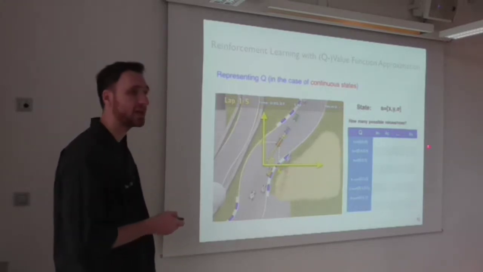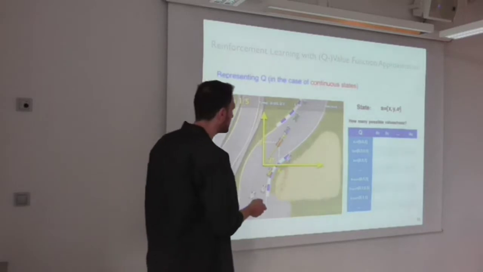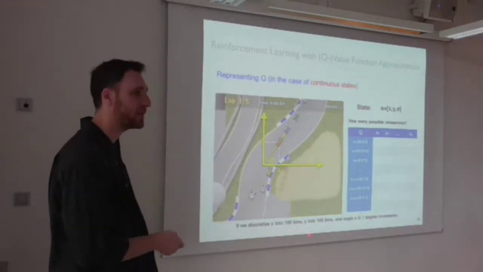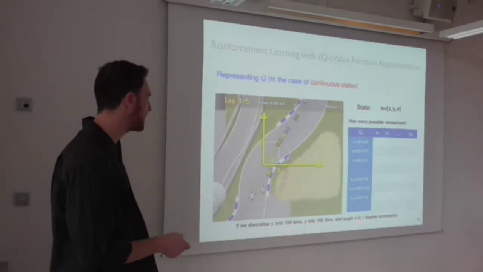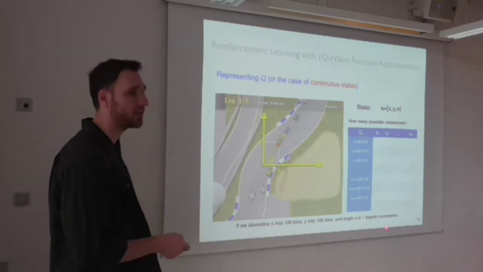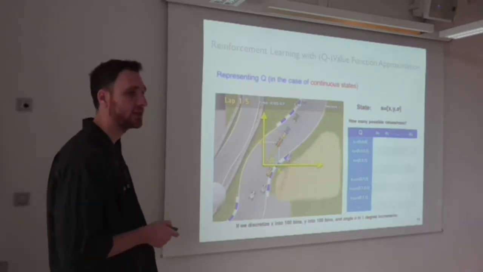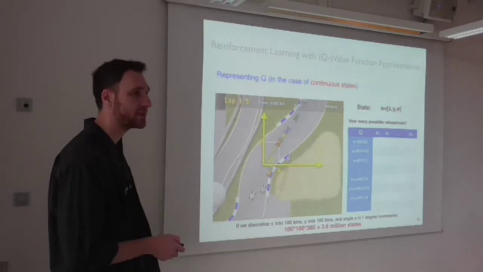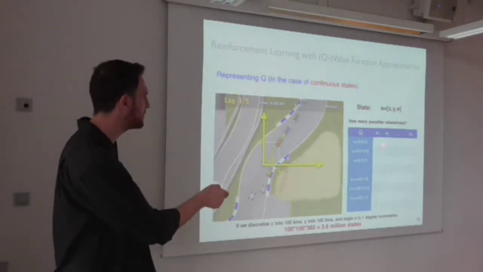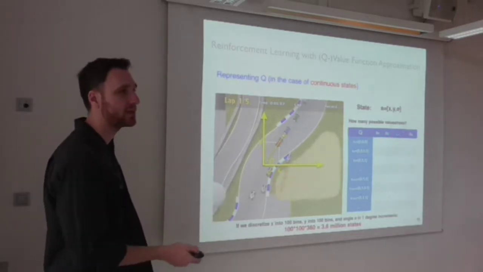Or you could try to discretize these numbers, which is something that people sometimes do, but even then it really doesn't solve the problem. Let's say you discretize x into 100 bins, y into 100 bins, so there are 100 values for x, 100 for y, and you discretize the angle into 1 degree increments. So there are 360 possible values for the angle variable. How many states would you have in this case? 100 times 100 times 360, which is 3.6 million states. So 3.6 million rows times, I don't know how many actions you have, like 4 actions. So it's like 15 million numbers.